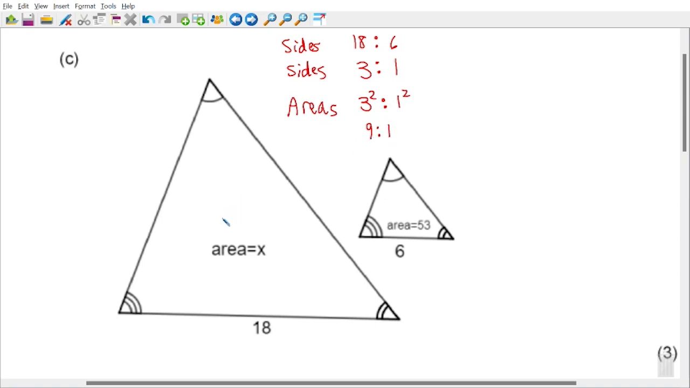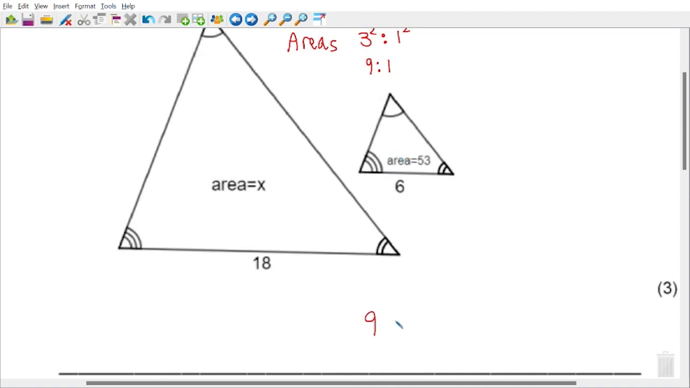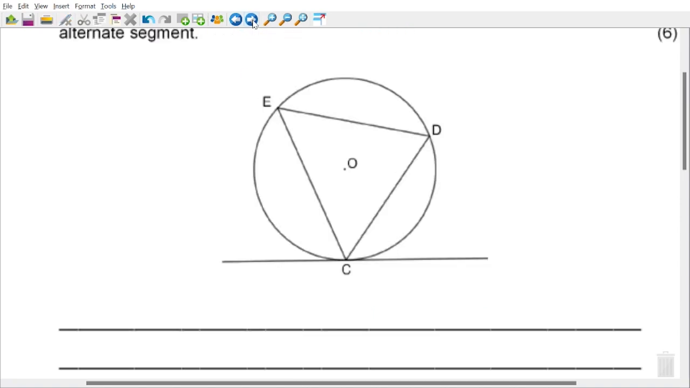What that means is that this one is 9 times bigger than this one. So 9 times 53 would give us x, and so x is 477 units squared. It's 9 times bigger than the small triangle. Similar triangles have areas that are in the ratio equal to the square of the ratio of their sides. I said triangles, but it's actually true for any similar shapes.